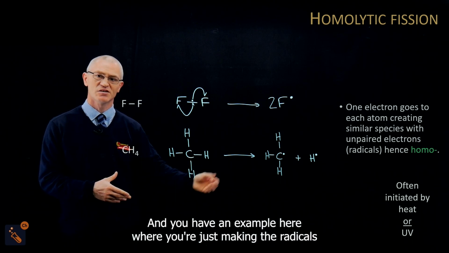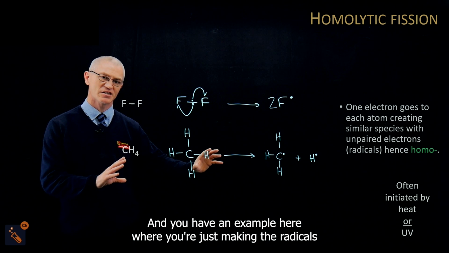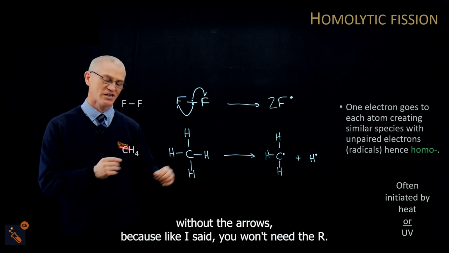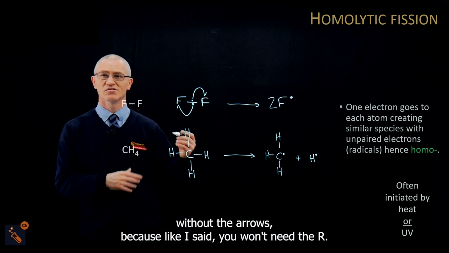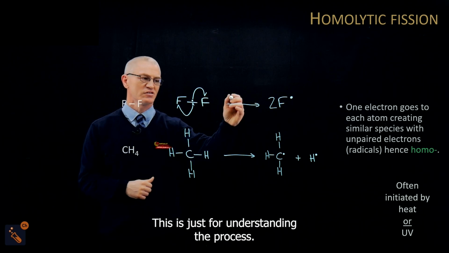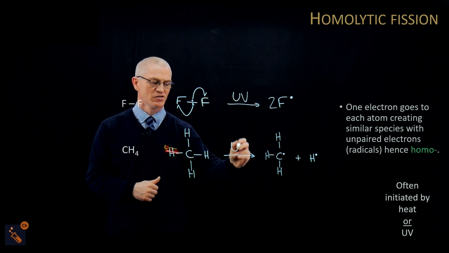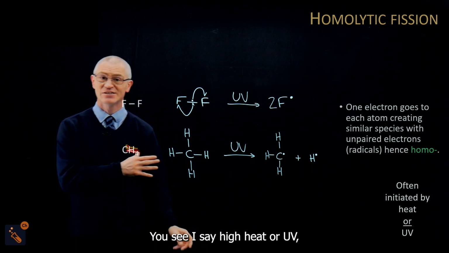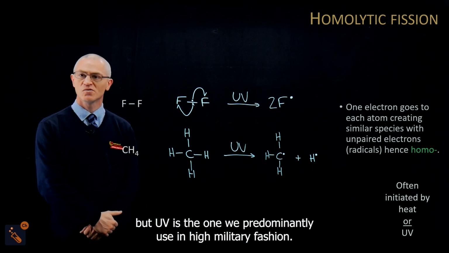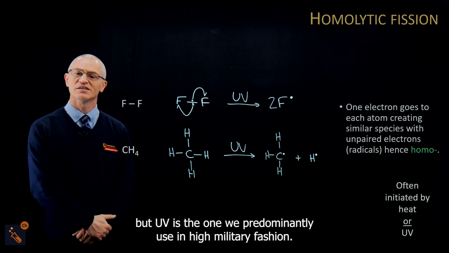And you have an example here where you're just making the radicals without the arrows, because, like I said, you won't need the arrows. This is just for understanding the process. And often you'll see above this UV. And I say heat or UV, but UV is the one we predominantly use in homolytic fission.